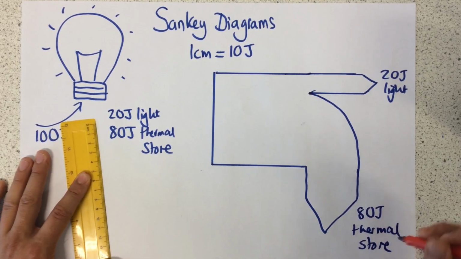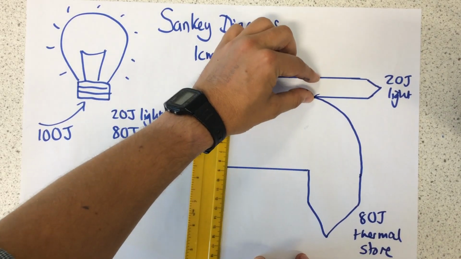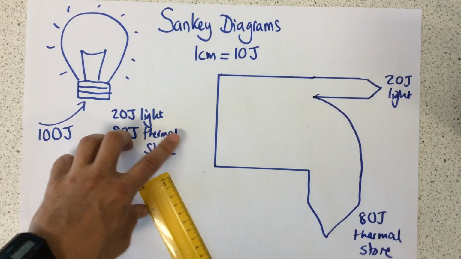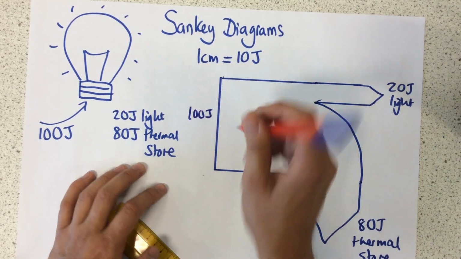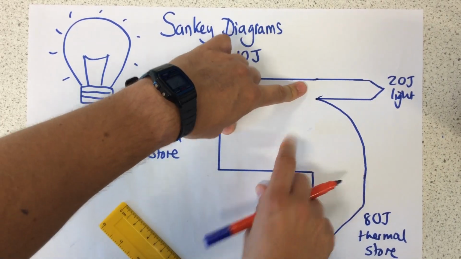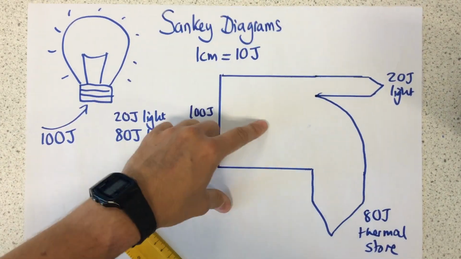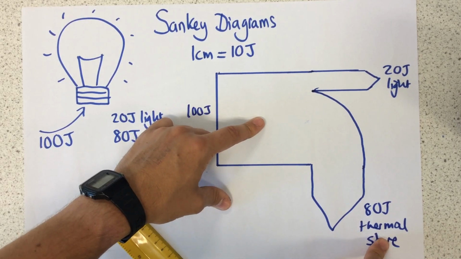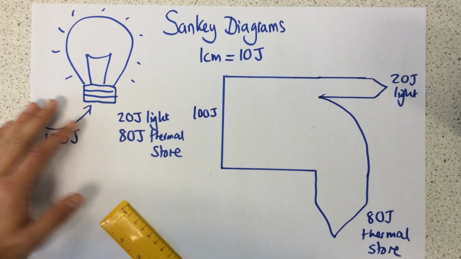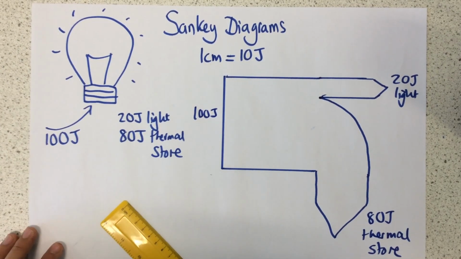So we can see it's all about the thickness of the arrows at the point at which they branch off from each other. So here I have my 100 joules, that's my input. Then 20 joules is converted to light, which is my useful energy. That's why it's going that way. 80 joules is wasted to the thermal store, so it goes down like this. And that's basically how to do a Sankey diagram.